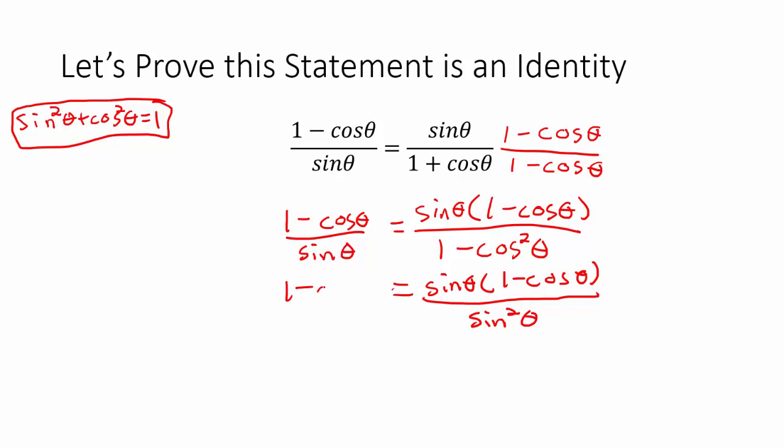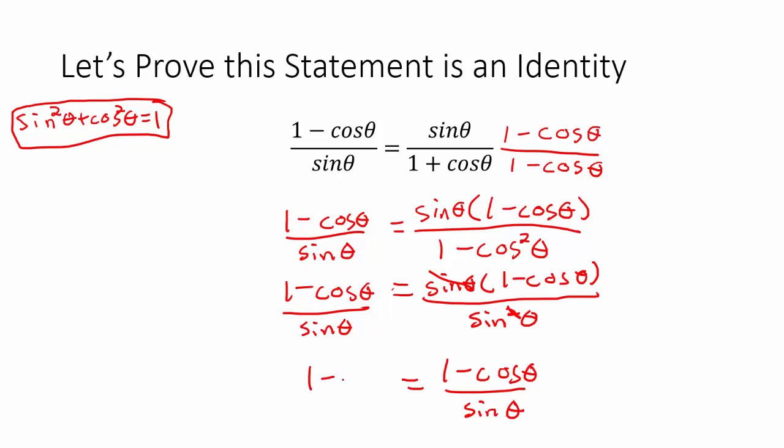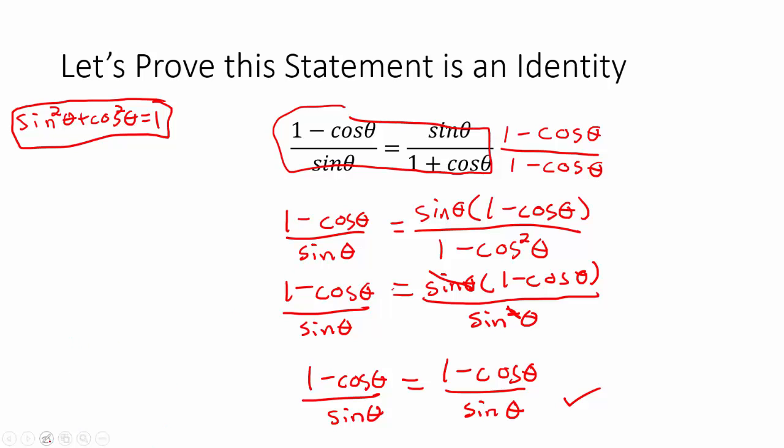And we can see here that I've completed my proof, because this sine of theta would cancel with one of these sine of thetas in the denominator. And look what I'm left with: 1 minus cosine of theta over the sine of theta on the right-hand side, but that's exactly what my left-hand side is, meaning that this original statement I started with was indeed an identity. And I have shown that.